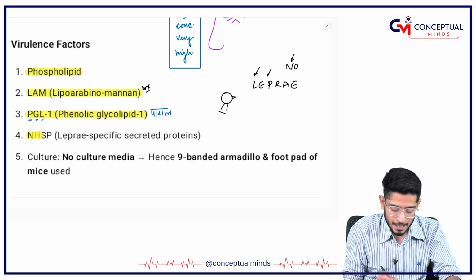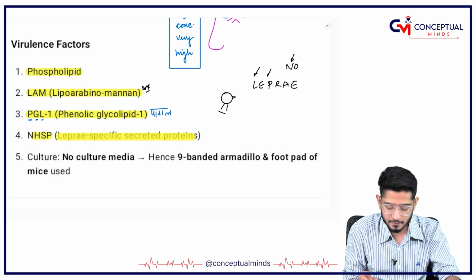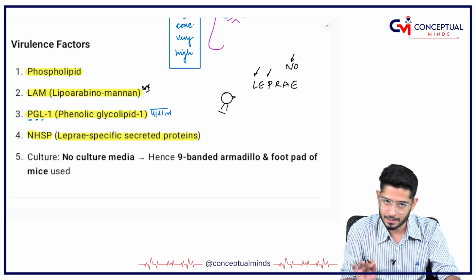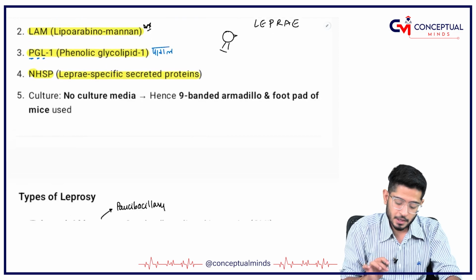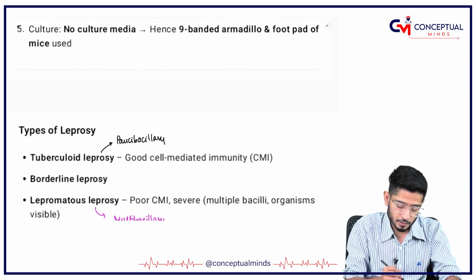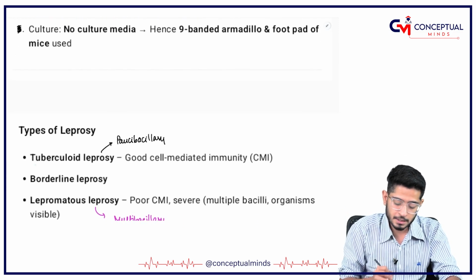N for NHSP. This is a heat shock protein. These are leprae specific secreted proteins, NHSP you call it. Okay, now coming on to the culture media.